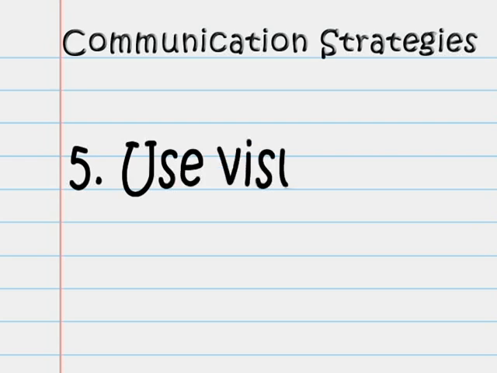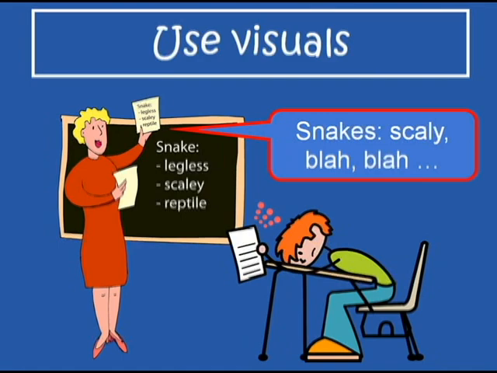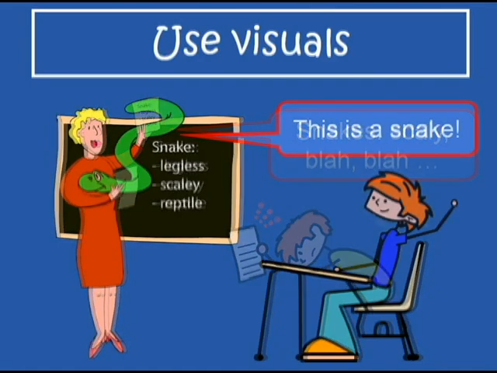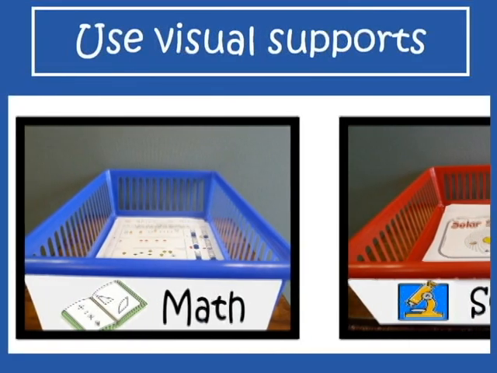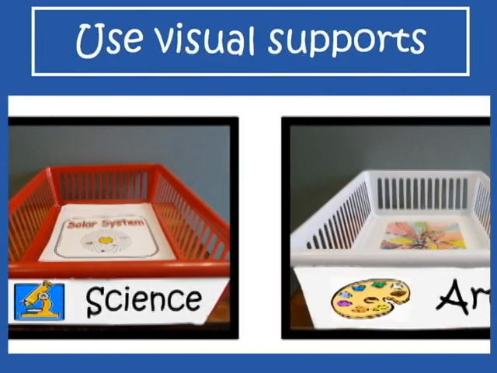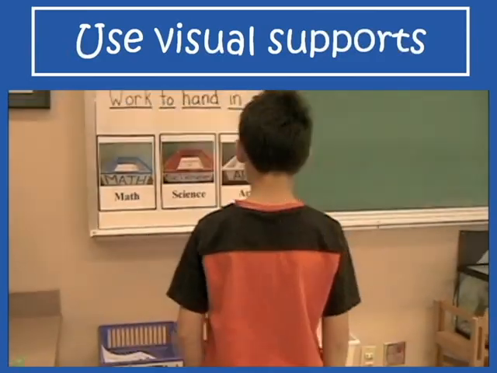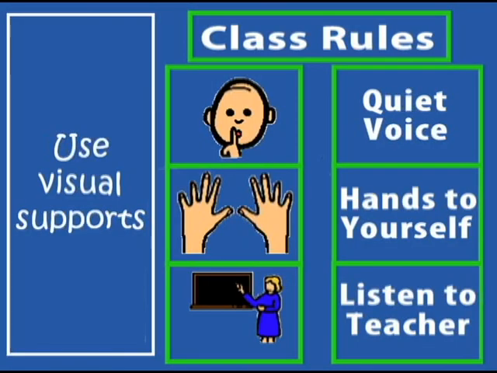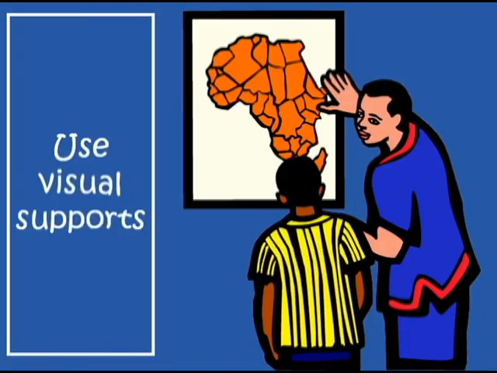Strategy number 5, use visuals. Many learners have difficulty with oral instructions. Those same learners may increase their understanding if you use visual supports, prompts, gestures, physical modeling, or concrete examples. Visual supports and prompts are ideal, as once they are learned and understood, they can be used independently. Examples include pictures of classroom rules, storyboards, class schedules, or maps.